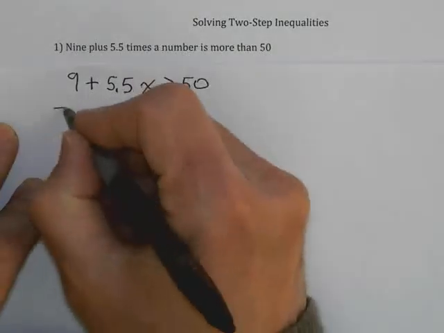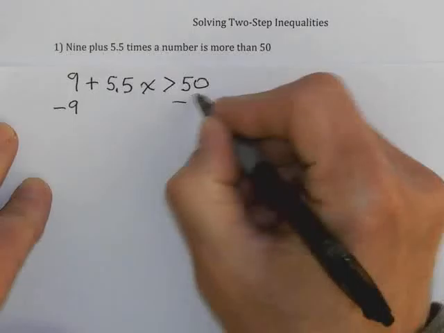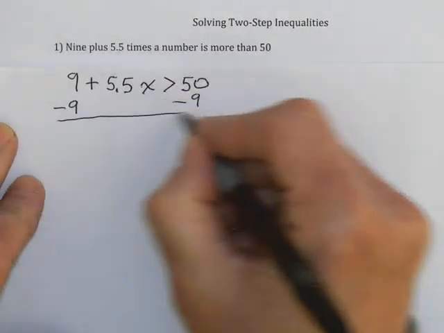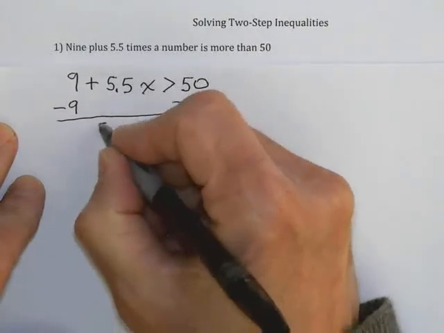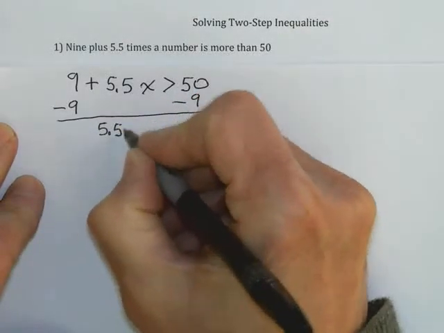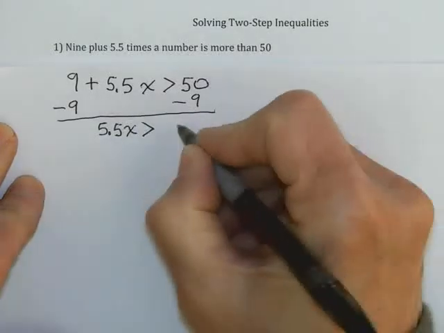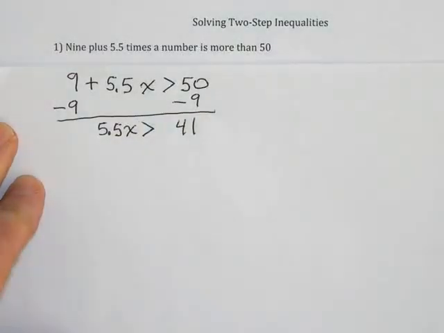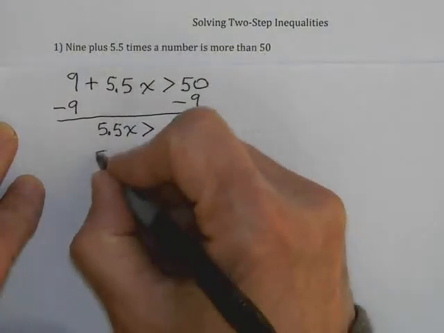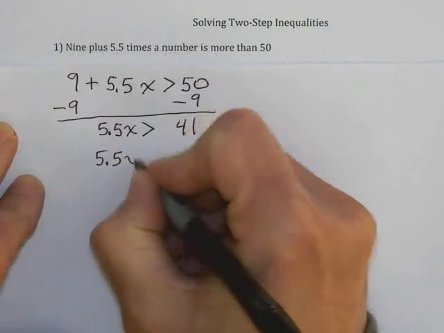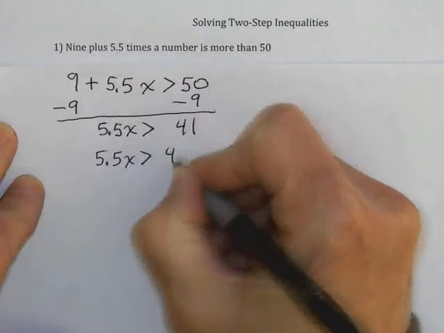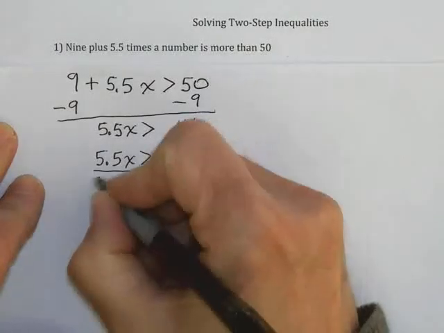I'm going to subtract 9, and as you notice, this follows the same pattern as solving two-step equations. The difference, of course, is that we're using inequality symbols. All right, I now have 5.5x is greater than 41. And I'm going to divide both sides by 5.5. And that's going to isolate x.